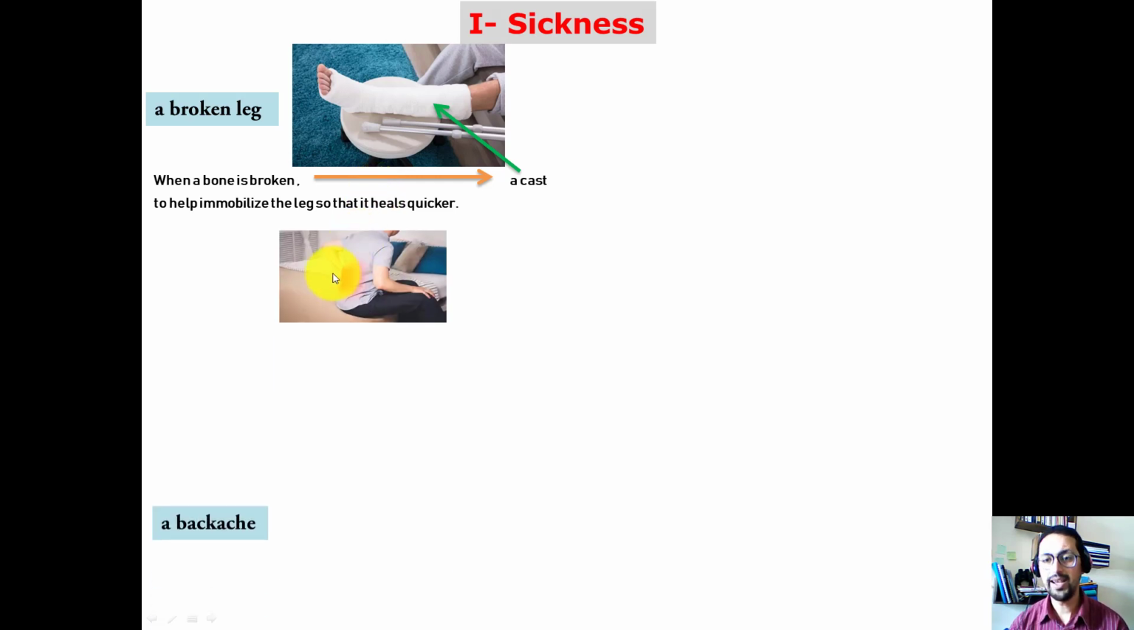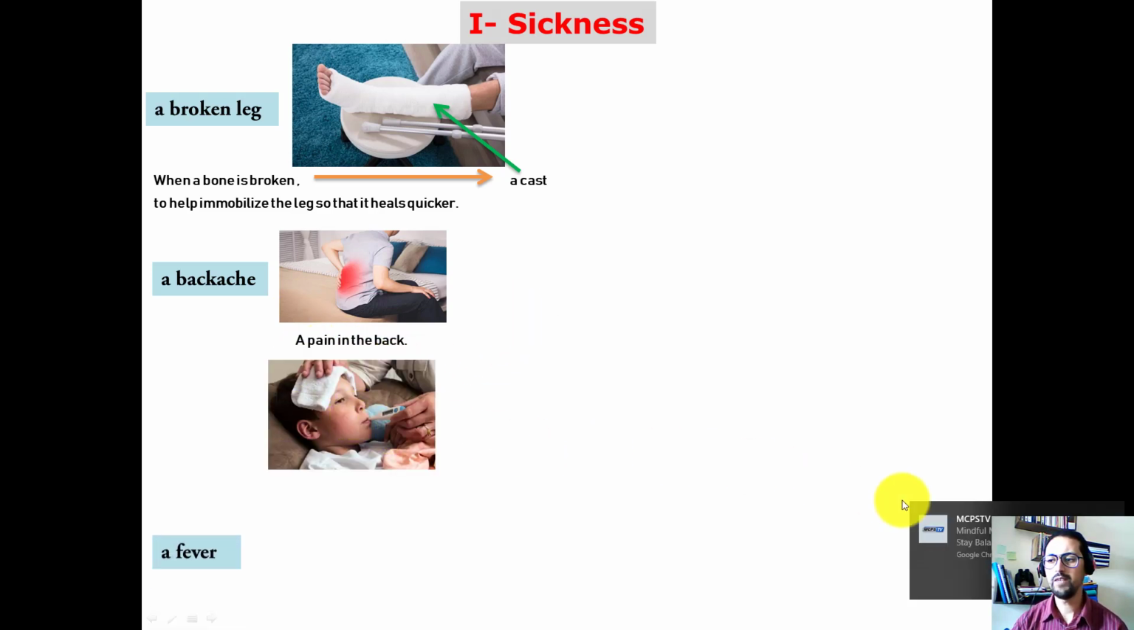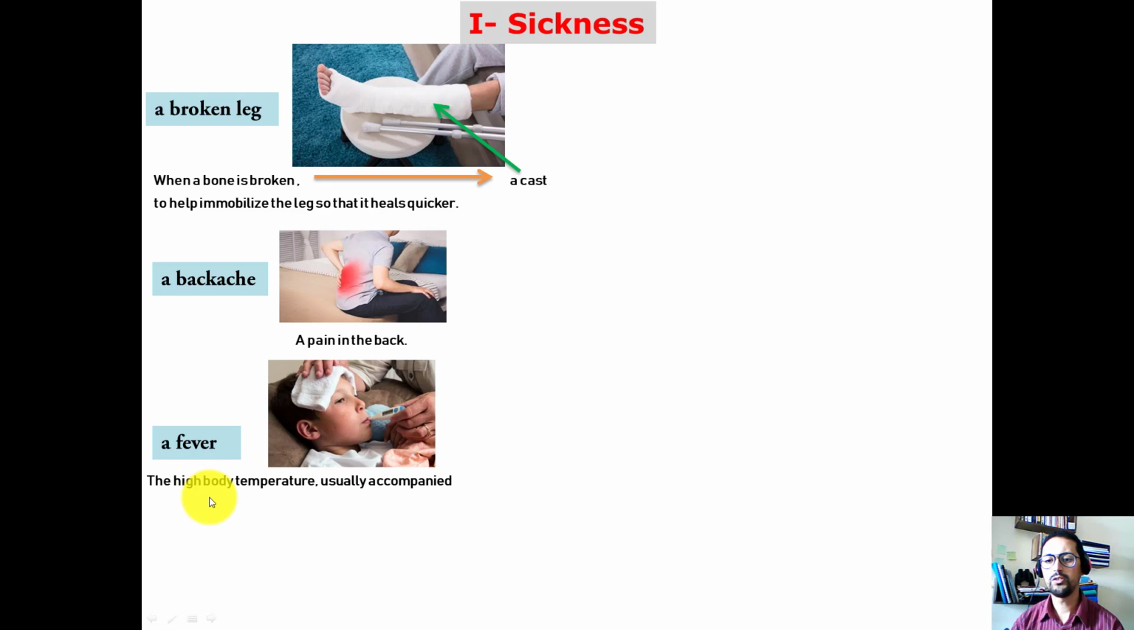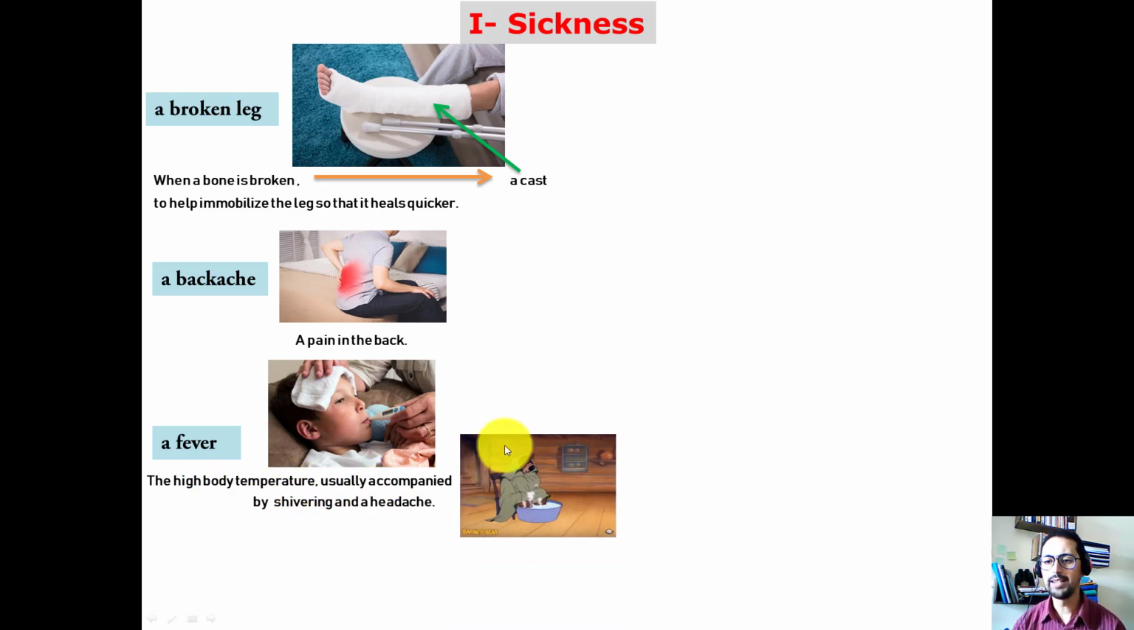Picture 2. A backache. A backache is that terrible pain in the back. Next. Very good. Fever. It is the high body temperature usually accompanied by shivering and headache. Shivering. Next.